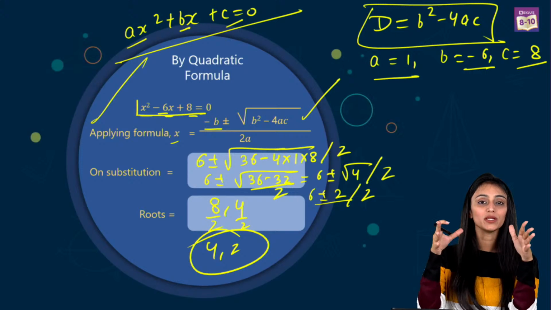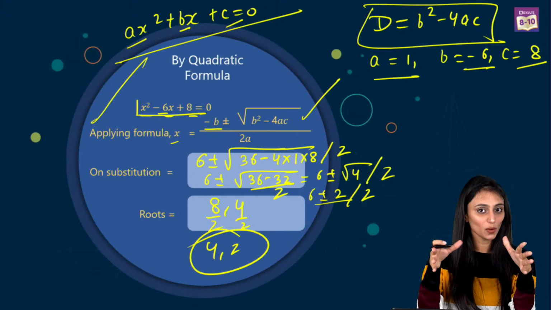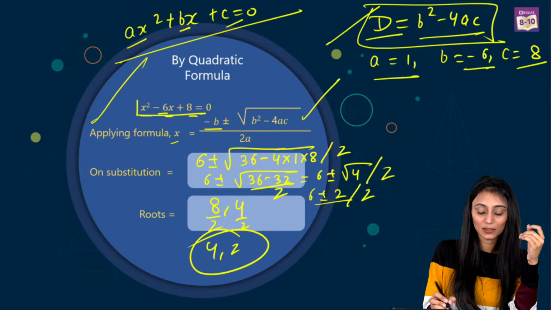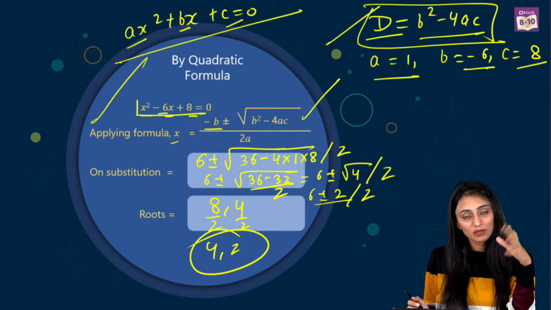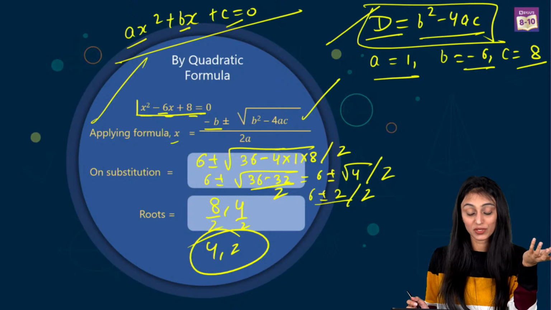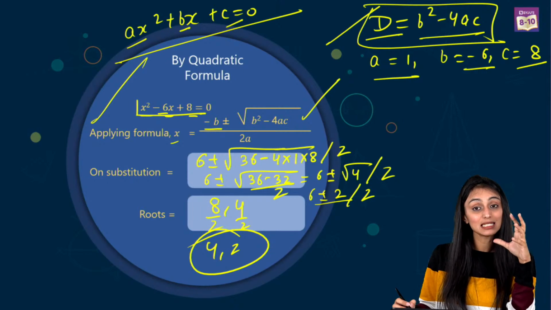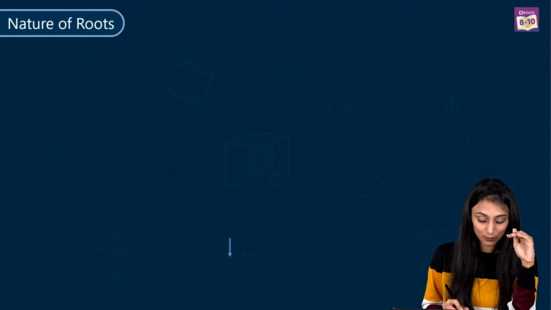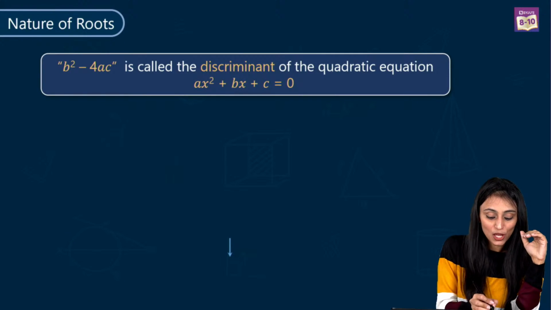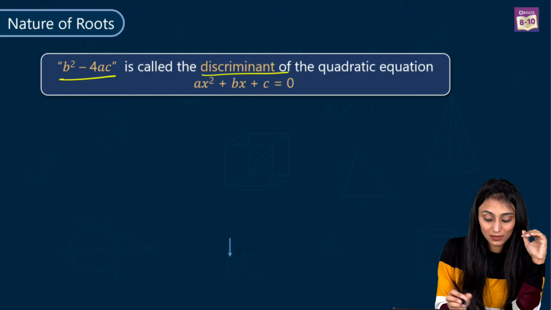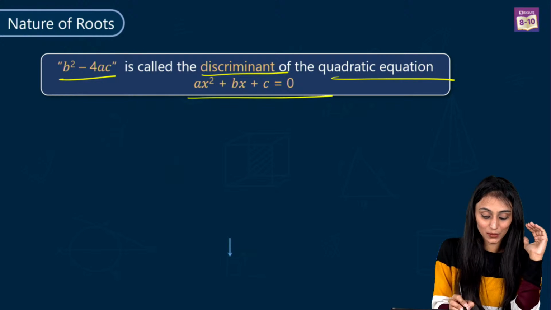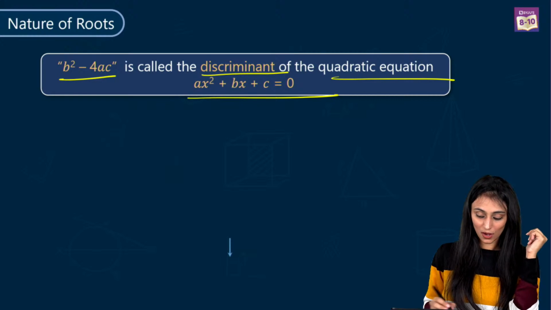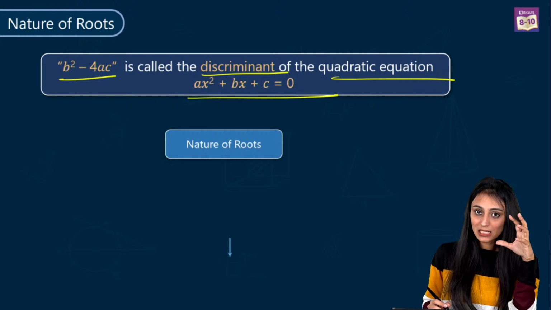So this is how we solve the quadratic equation using the quadratic formula. Just now I told you that this discriminant is nothing but b square minus 4ac. Before we start off with the questions, let's first understand what this d is telling us. D is the discriminant. It tells us about the nature of the roots. So b square minus 4ac is called the discriminant of the quadratic equation ax square plus bx plus c equal to 0.